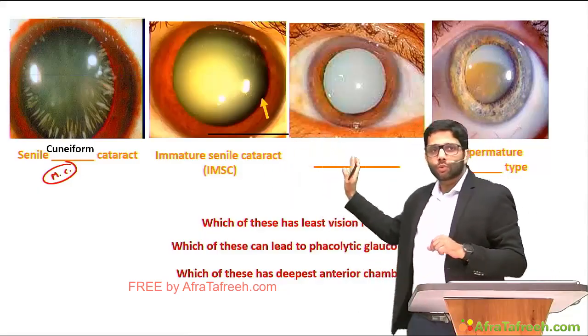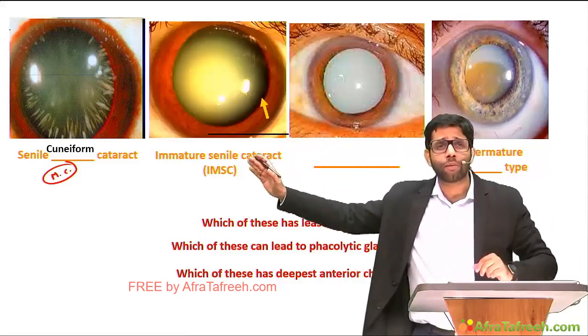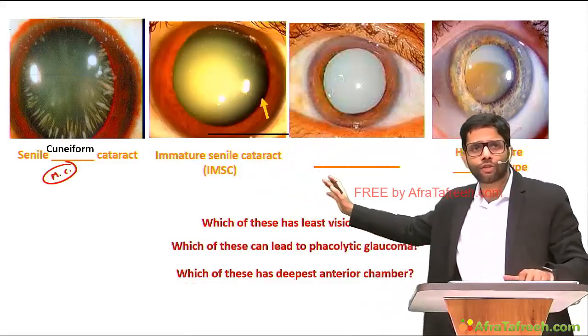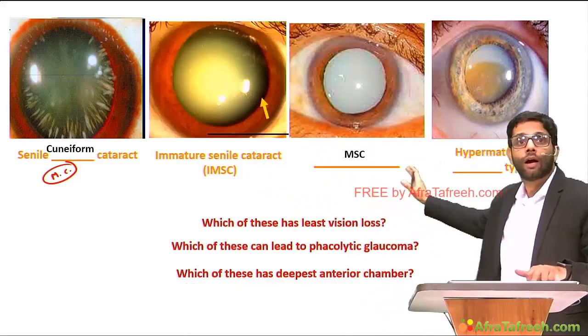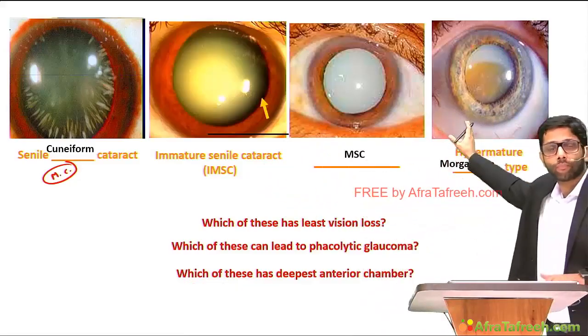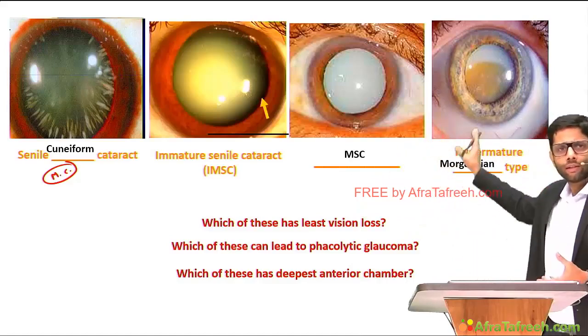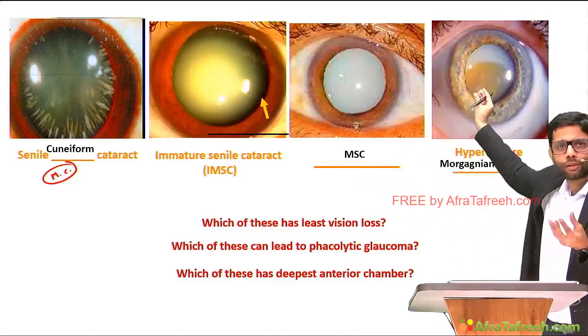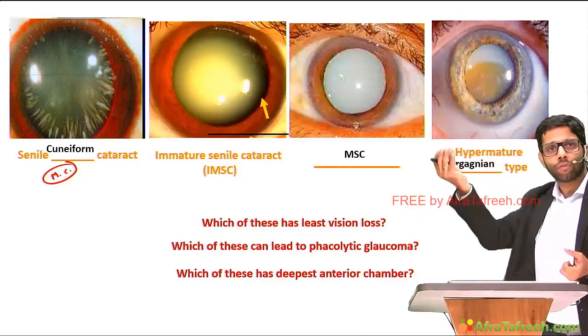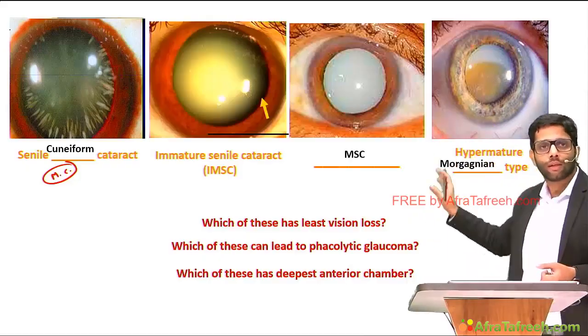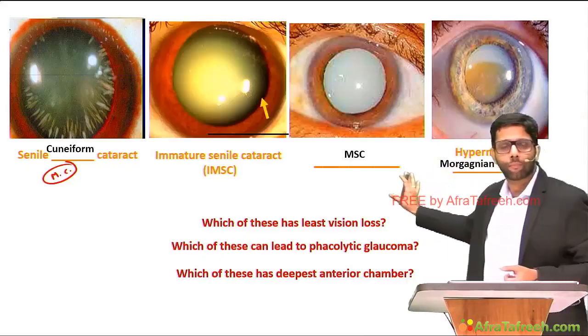This one, I have written immature senile cataract. How to differentiate immature from mature and hypermature? This is Morgagnian. How to identify Morgagnian? This is the nucleus, because of increased density of the lens, which is dropping down in the lens. That is Morgagnian hypermature type.